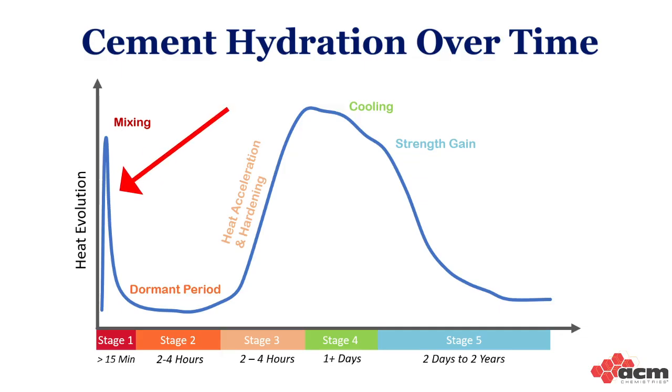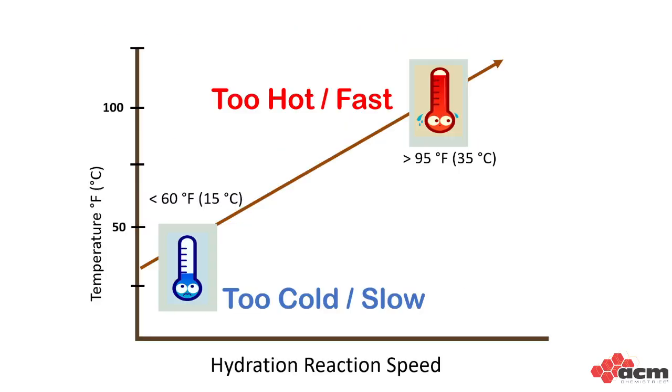Cement hydration needs a bit of heat to kick it off, and then a few hours dormancy while the cement particles and water interact. Ideally, we want our raw material and ambient temperatures in the plant between 60 and 95 degrees Fahrenheit or 15 and 35 degrees Celsius. This is a good temperature to start the hydration process, while also giving us time to work with the product, to get it mixed and through the machine.